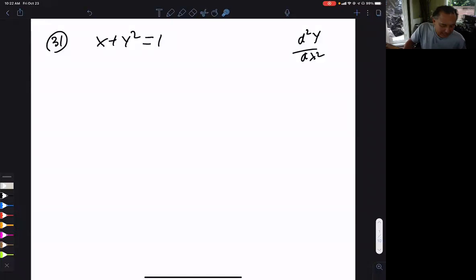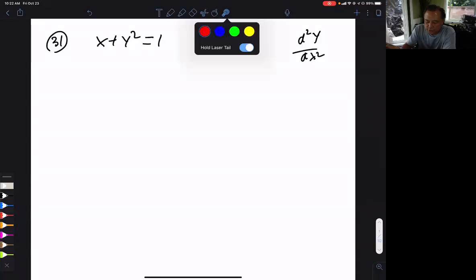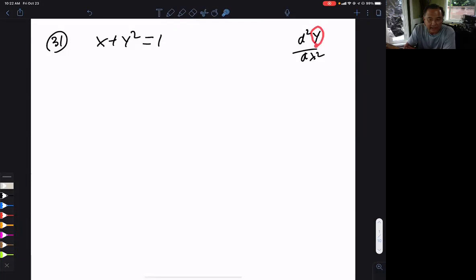So this is 3.8, number 31. It's asking for the second derivative. And here's what you have to remember. Y tells you that y is your function. It's like an f of x or a g of x. It's not your variable. X is your variable. So that's your variable, and that is your function.